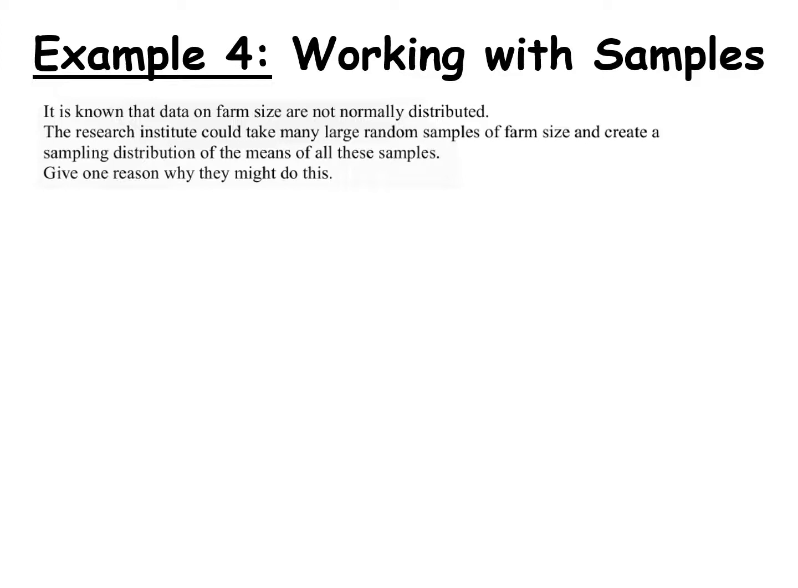So this little example is from the middle of a section B exam question from the actual Leaving Cert. So if it just seems a bit random, it's because there was obviously some questions before it and some questions after it. However, I just wanted you to see exactly how the central limit theorem could be asked on a paper. So it is known that data on farm size are not normally distributed. The research institute could take many large random samples of farm size and create a sampling distribution of the means of all the samples. Give one reason why they might do this. So this little part was worth 5 marks.